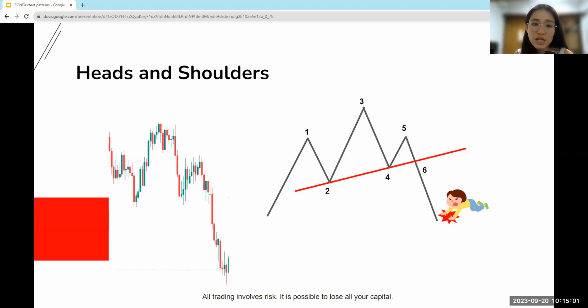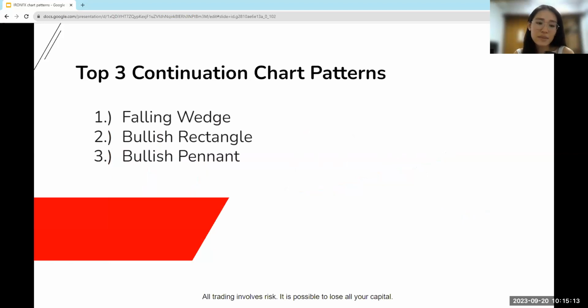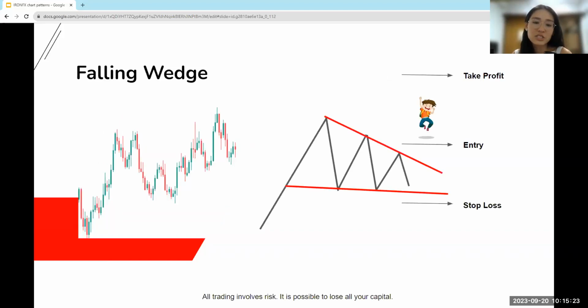Pretty straightforward. Let me know if you guys have any questions, of course, but yeah, pretty straightforward so far. Next, let's take a look at the top 3 continuation chart patterns. So the previous 3 we looked at were for reversal purposes. Now we're going to see how we know if price is going to continue in its direction.